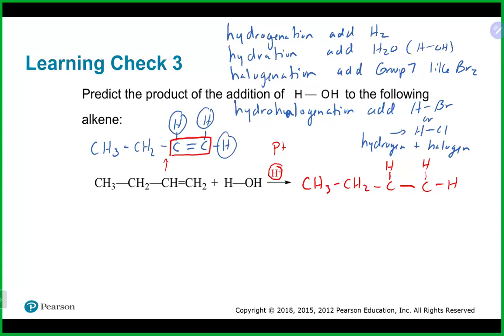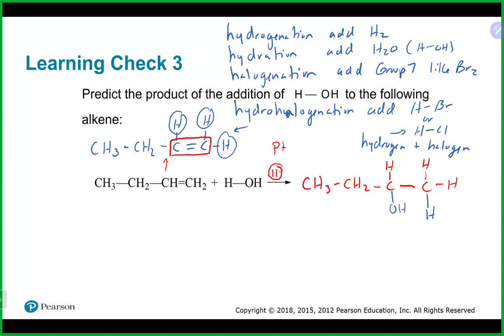So that means we need to follow Markovnikov's rule, which is the hydrogen goes to the one with the most hydrogens. So since the carbon on the right here had the most hydrogens to begin with, that is where we want to put our hydrogen. And then our OH would go on the other one, again making our alcohol here.